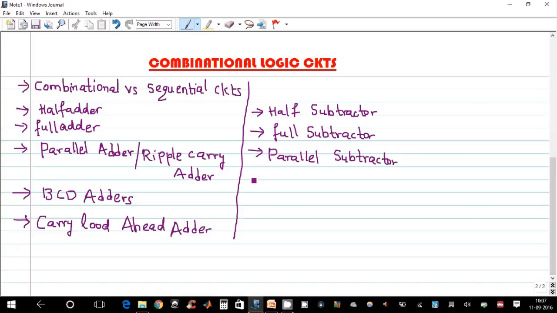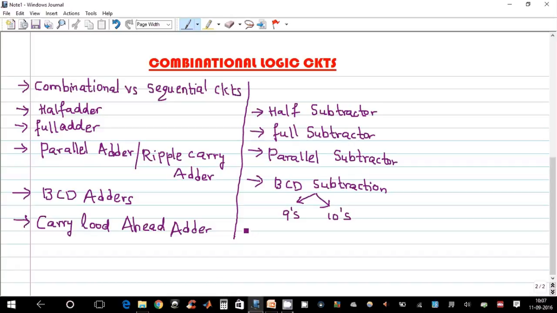Like BCD addition, there is BCD subtraction. But this can be performed in both the ways. So we will be having two different logic circuits for BCD subtraction. One is performed by using the 9's complement method, and one is performed by using the 10's complement method. We will see both these methods.